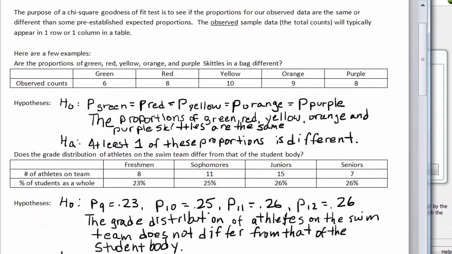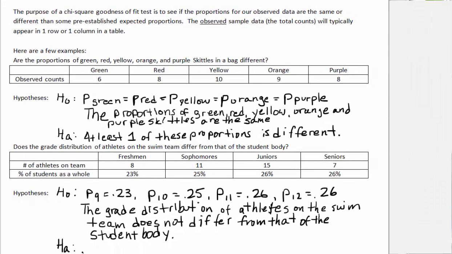For your alternative hypothesis, again, maybe a few of these percentages are pretty close, but maybe one is off. As long as at least one of these is different, then we would have to reject our null hypothesis, and we would say that at least one of these proportions is different. This will always be your alternative hypothesis for our chi-square goodness of fit test: at least one of these proportions is different.